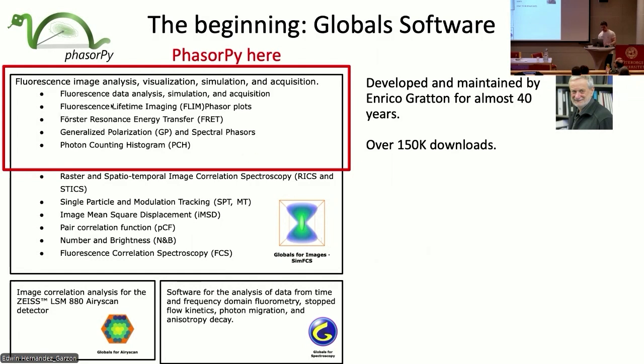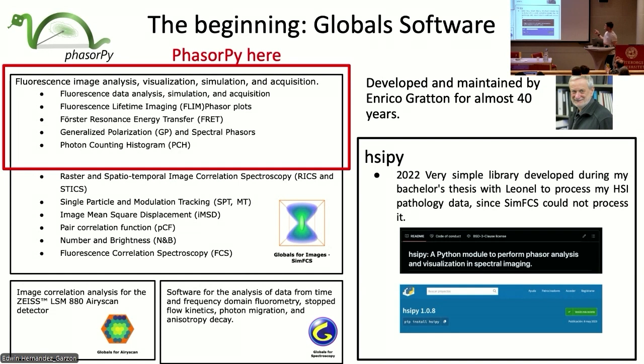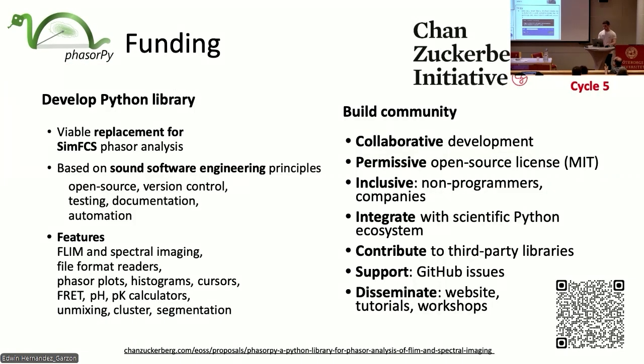PhasoPy relies on that. We do image analysis, simulation, acquisition, FLIM, FRET, GP, and spectral phasor, not the rest. And the other part was, while I was doing the autofluorescence analysis, I needed to develop things in Python because I couldn't use this software for huge images. So I developed HSAPy, which is a very, very simple library in Python. And with that, we applied for the grant. We got the grant in the fifth cycle for open source software.